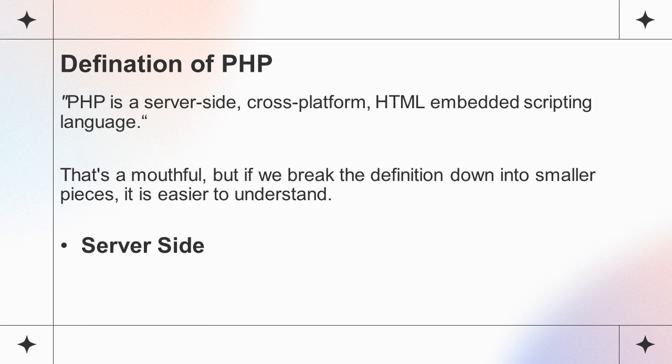First is server-side. Server-side means the PHP script executes on the web server. It's not run on your browser on your local machine. Next is cross-platform. Cross-platform means PHP is a language that runs on any platform, that is Windows operating system, Mac operating system and Linux operating system.